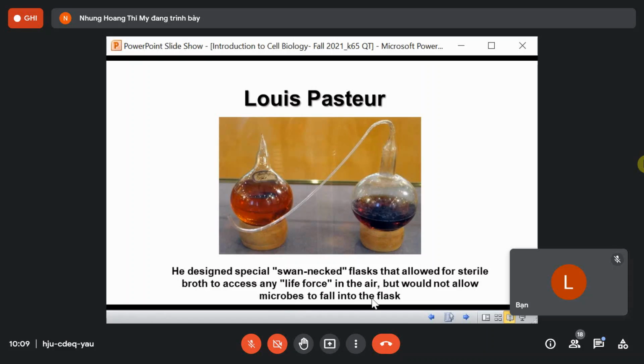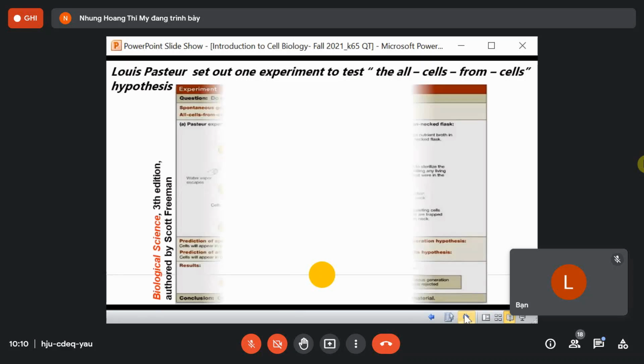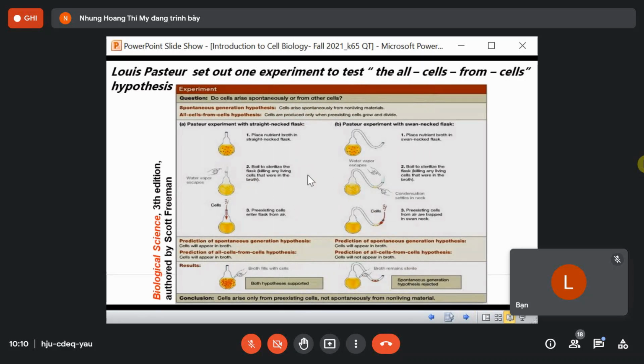So using this flask, he repeats the experiment we already performed before. So here is the way that Louis Pasteur performed the experiment with the swan neck flask. Also, based on his experiment, you can know how a study can be performed in real life.